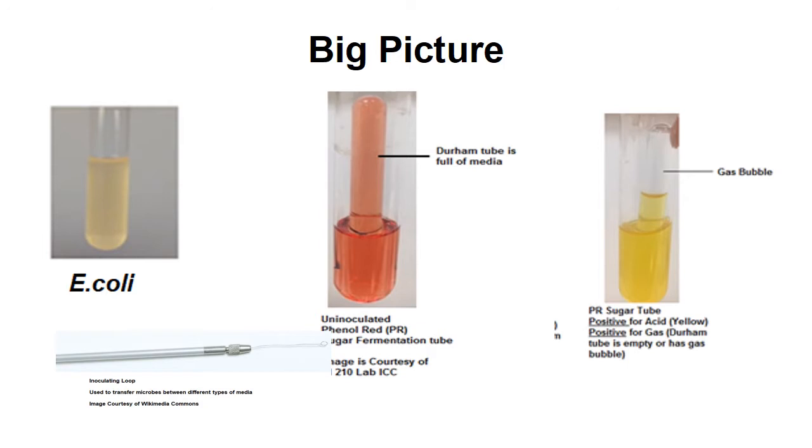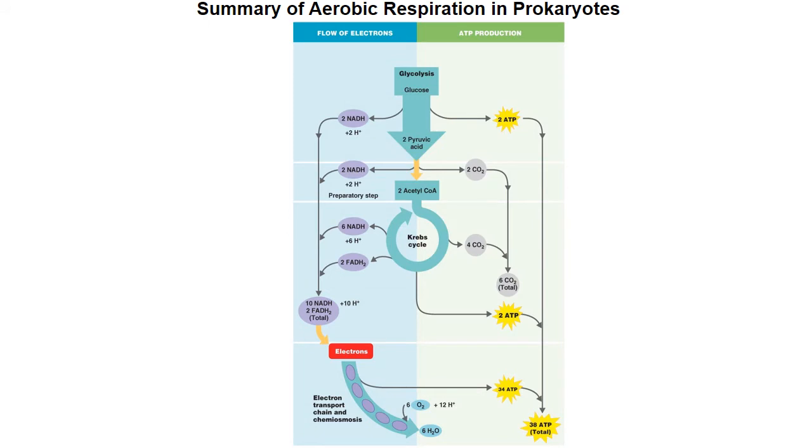Now let's go to the worksheet, page 111, and look at the images. So this slide shows a summary of aerobic respiration, specifically in prokaryotes. So before we begin looking at pages 111 through 114, let's look at an overview of what we're going to do. So we start off with step 1, which is called glycolysis.